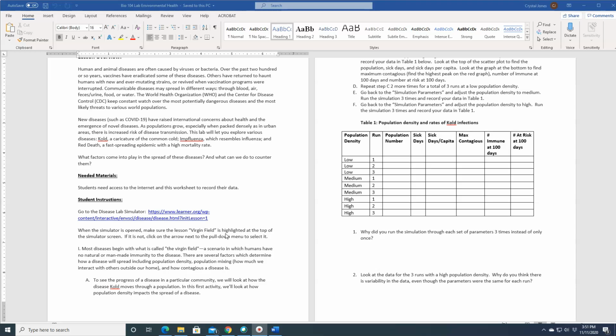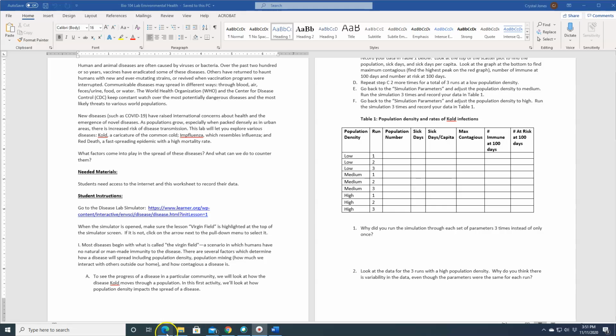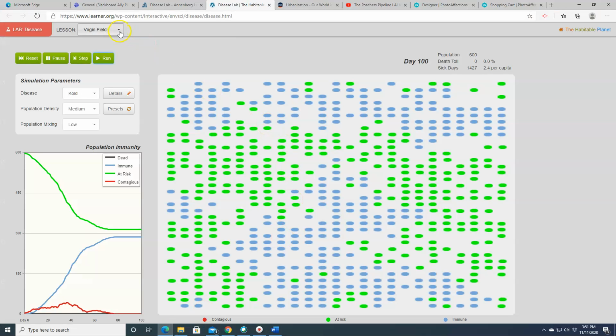It's not very common you would find someone who died of complications related to catching a cold. So this is your simple, average, easily spread type disease. It doesn't have, again, important health consequences, but it is something that is persistent in the population. So what you'll do is click on the link to the Disease Lab Simulator, and make sure that in the lesson box up here you are in the Virgin field. This is where we're going to be.